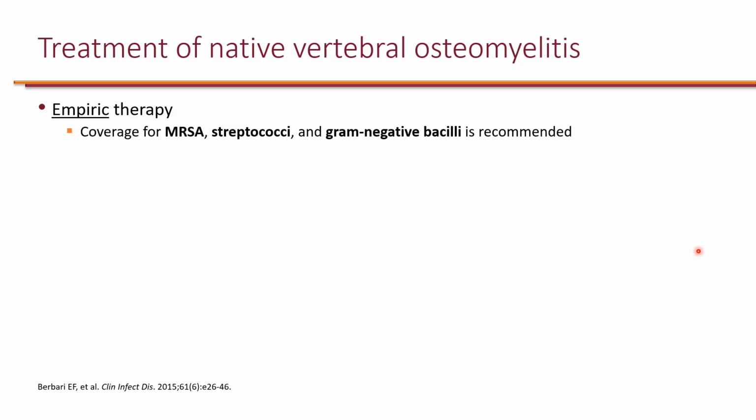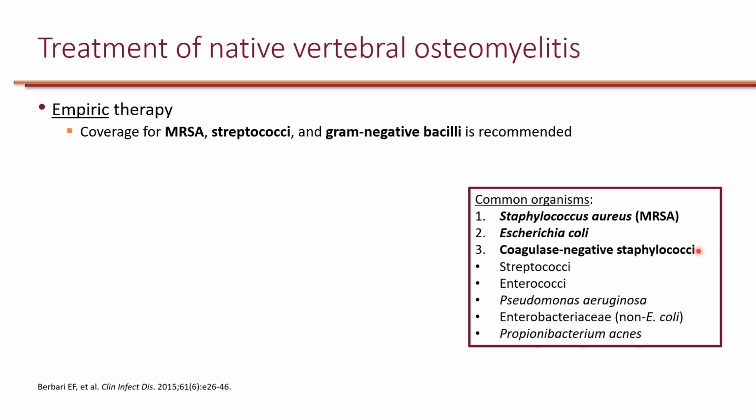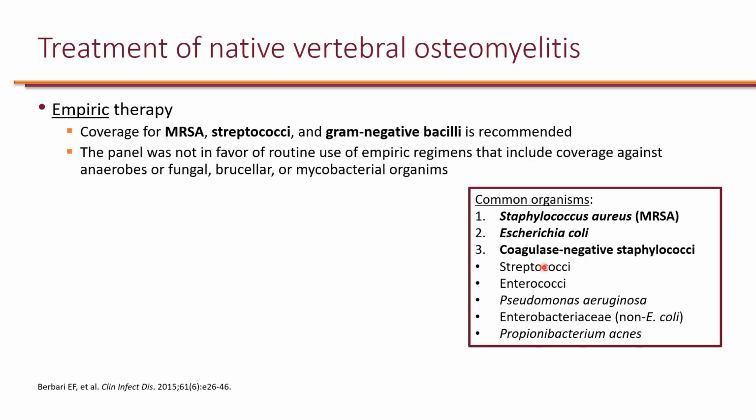So how do we initiate empiric therapy for native vertebral osteomyelitis? It is recommended to cover MRSA, streptococci, and gram-negative bacilli. And keep in mind that common organisms are MRSA, E. coli, and coag-negative staph, as well as streptococci species. The IDSA panel specifically said that they are not in favor of routine use of regimens that cover anaerobes or fungal, brucellar, or mycobacterial organisms because these pathogens are not as common.